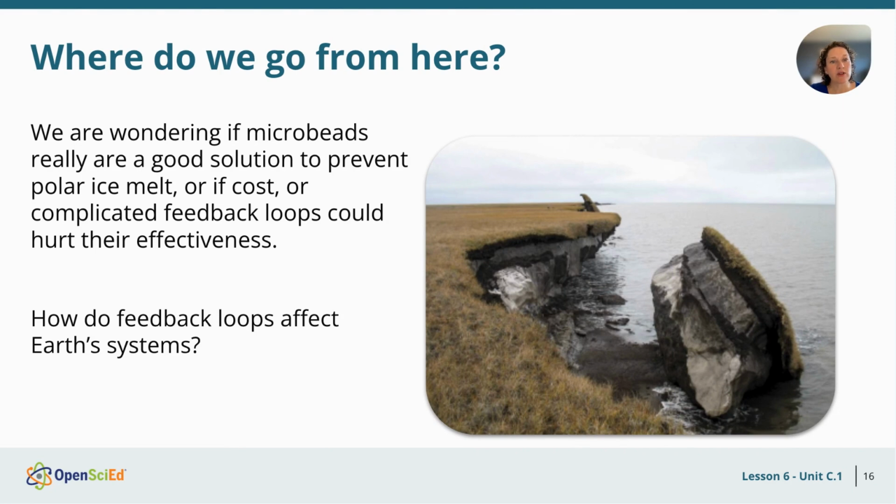We figure out that the microbeads work because they reflect energy from the sun and that carbon dioxide radiates infrared energy. We're wondering if the microbeads really are a good solution to prevent polar ice melt, or if cost or complicated feedback loops could hurt their effectiveness. This leads us to wonder, how do feedback loops affect Earth systems? So, in the next lesson, we'll put the pieces together to understand that many changes in Earth systems, like increased warming due to melting ice and permafrost releasing carbon dioxide that speeds up warming, are due to feedback loops.